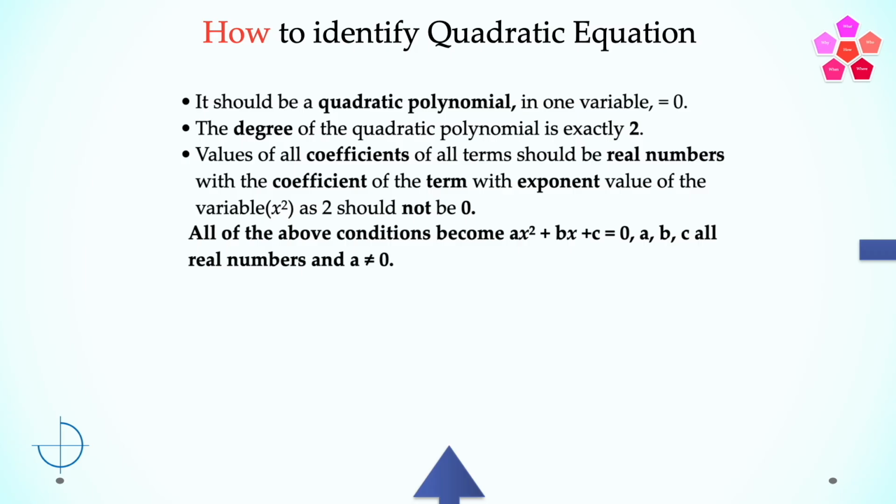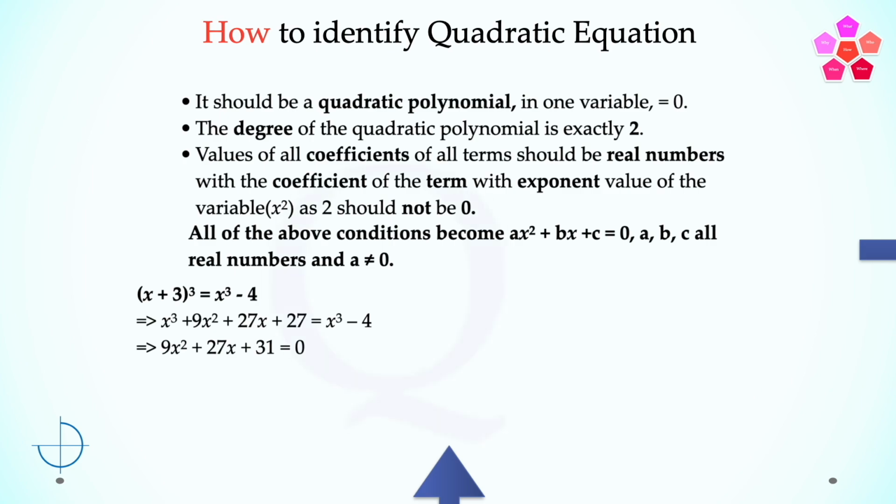So let's take 4 examples and see if the equations qualify to be a quadratic equation or not. Let's take the first one. x plus 3 as a whole cubed is equal to x cubed minus 4. On simplification, we have x cubed plus 9x squared plus 27x plus 27 is equal to x cubed minus 4. Cancelling x cubed from both the sides, we have 9x squared plus 27x plus 31 is equal to 0.